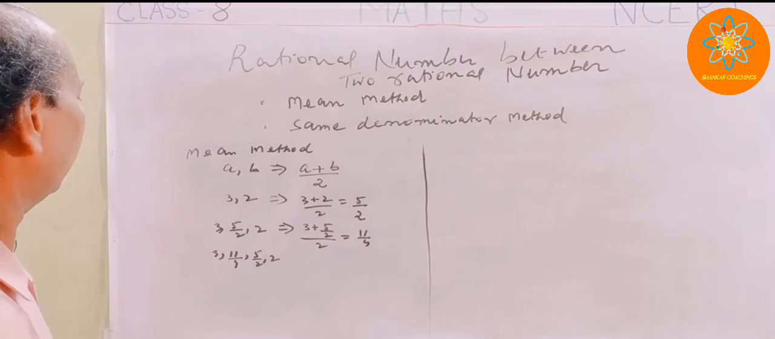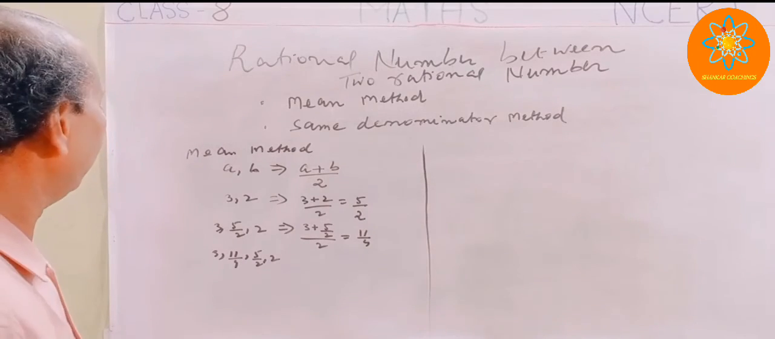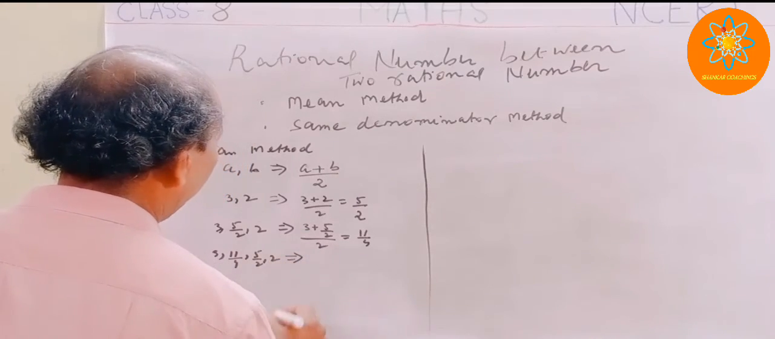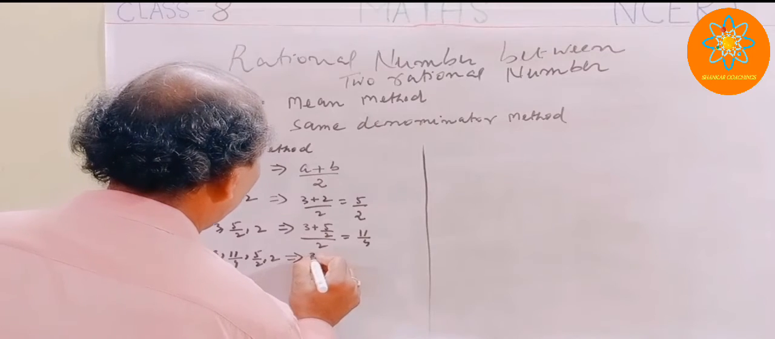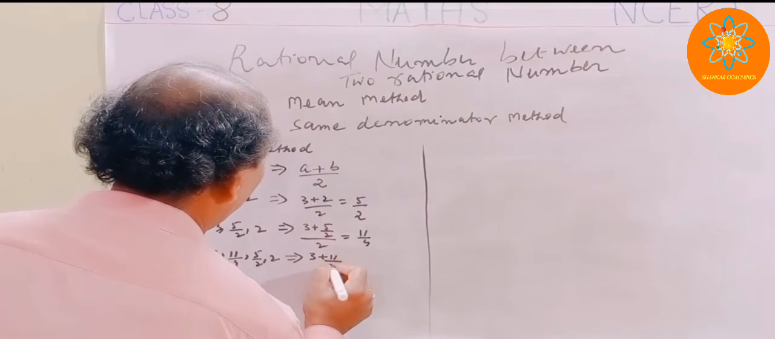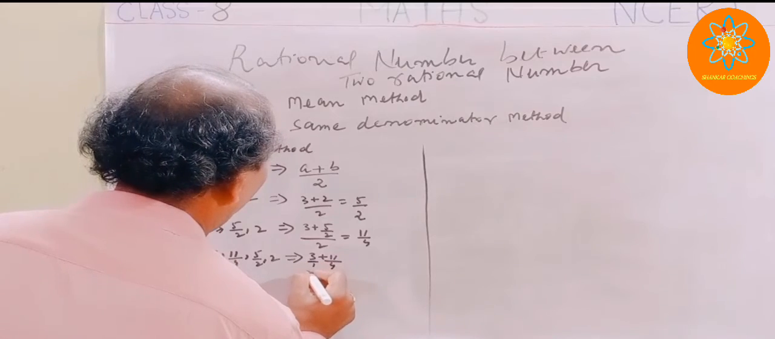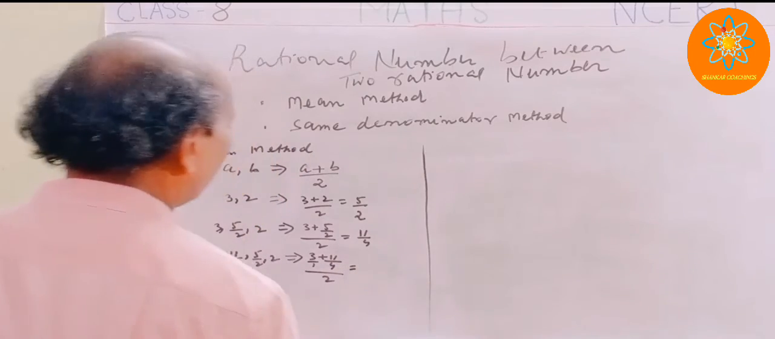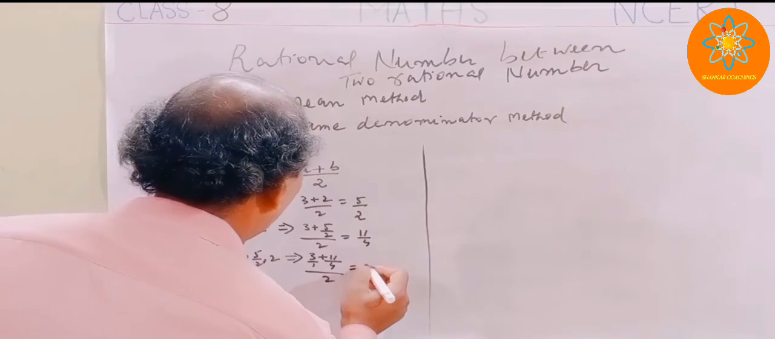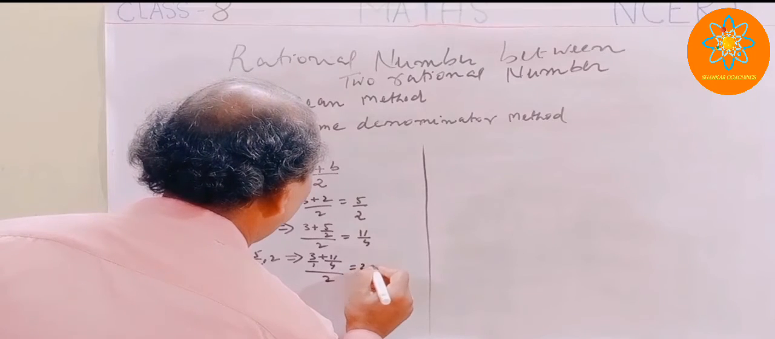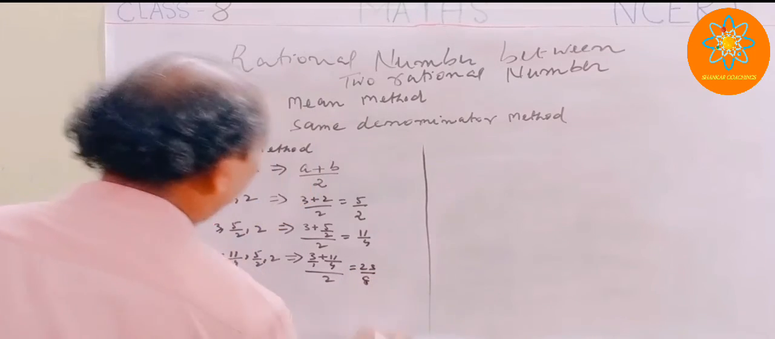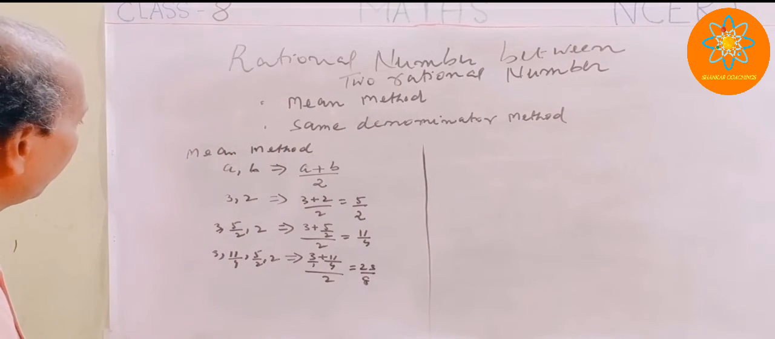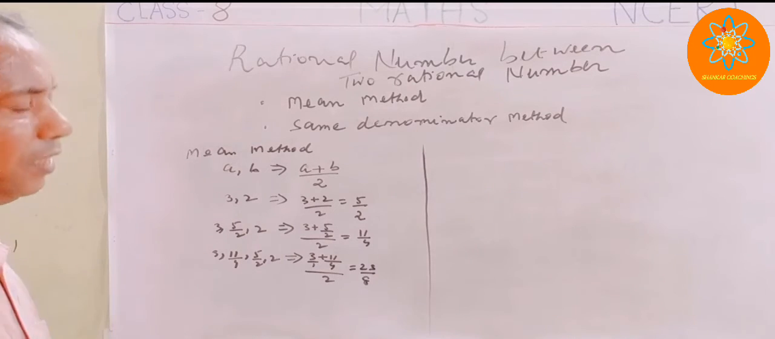Then suppose I want the next one. In a similar case, it will be equal to 3 plus 11 by 4 divided by 2. This is equal to 23 by 8 and so on. So this method we call the mean method. This is a very lengthy method.